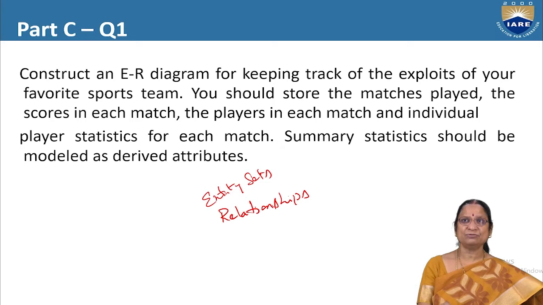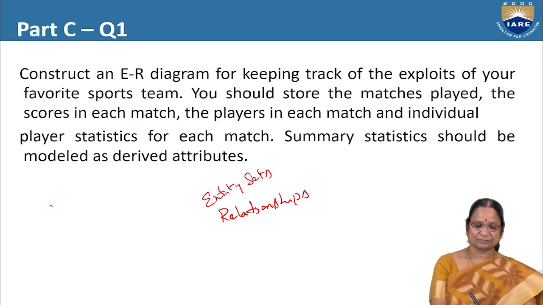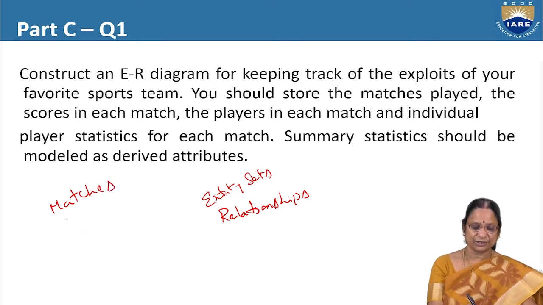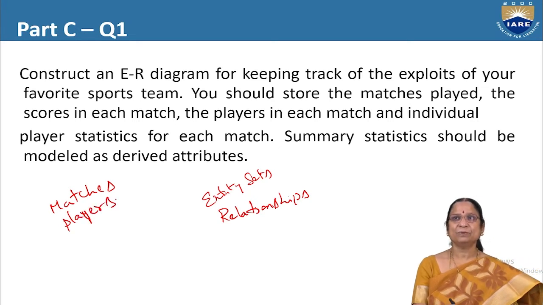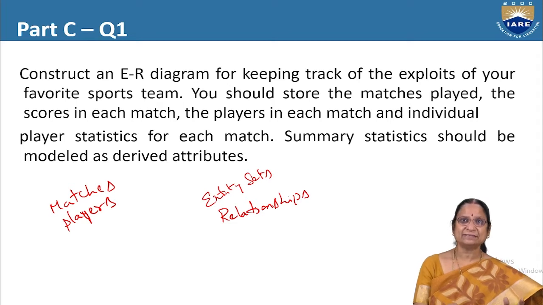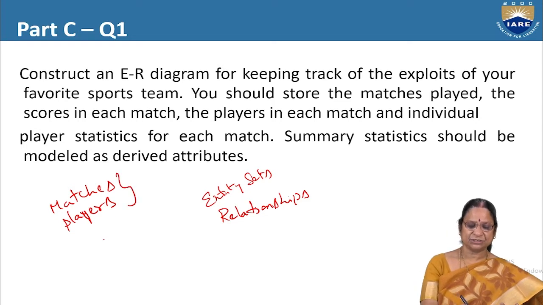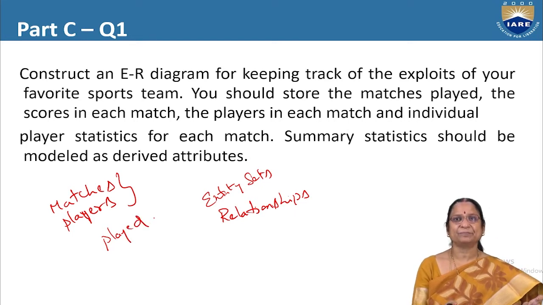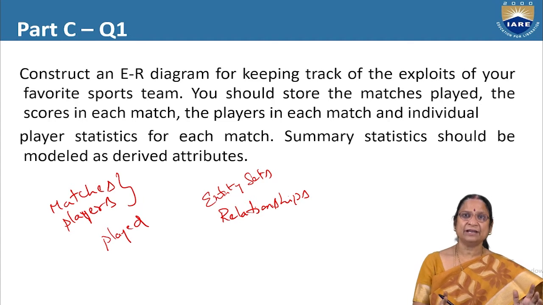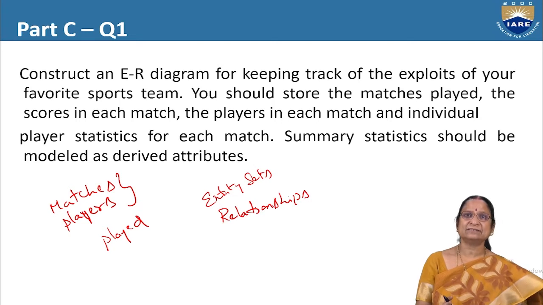In this example, we have to store the data related to the matches, and also the data related to players. These two entity sets, players and matches, are connected with a relationship called played. So for drawing any ER diagram, we are supposed to identify the entity sets, the relationships among the entity sets, and the attributes related to each entity set.